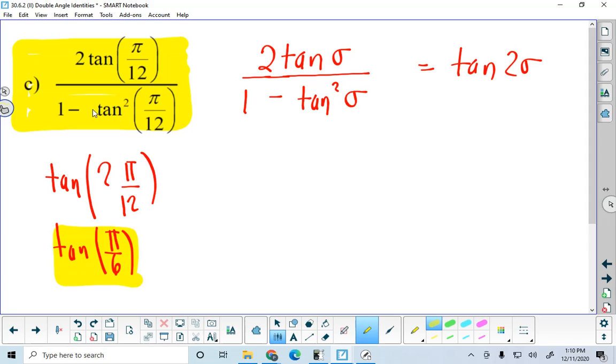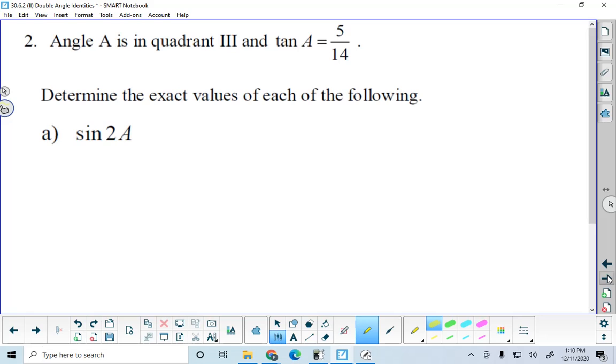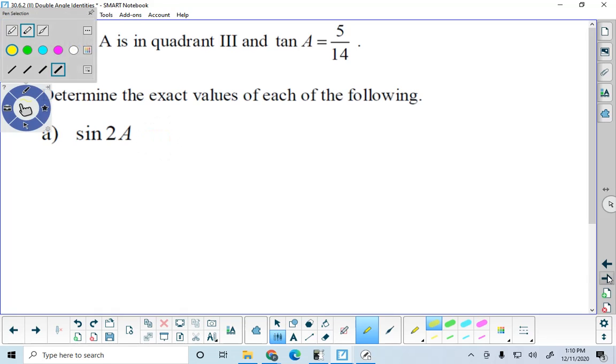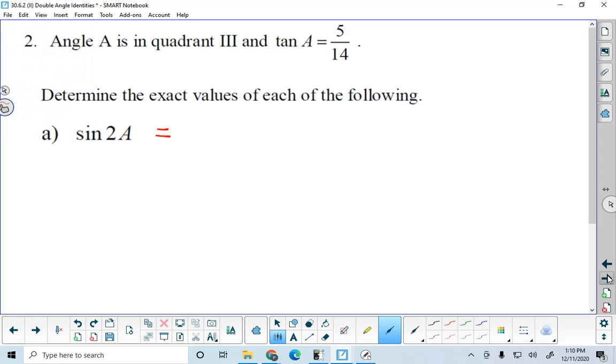Okay, we have one more example that we're going to be looking at, and this is an XYR thing. Angle A is in quadrant 3, and tangent of A is 5 over 14. So the basic strategy here, since you're asked to find sine of 2A, is that you go to your formula sheet, you look up what sine of 2A is equal to. So I would like everybody to do that and write down what sine of 2A is equivalent to. And you should be writing down 2 sine A cos A because of the double angle identity.